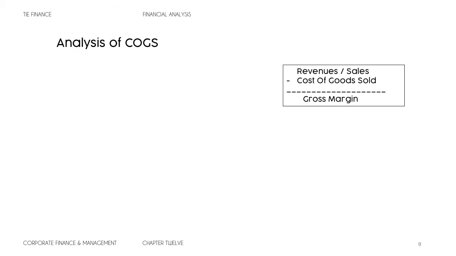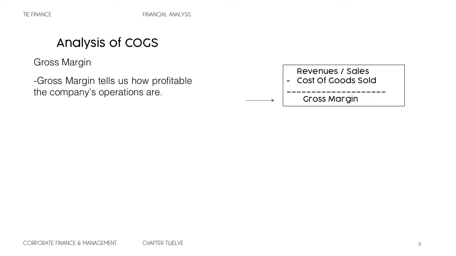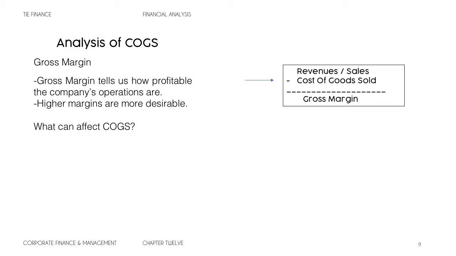Let's analyze a little bit the COGS. What can we get from this number? If you see an income statement, of course you can look at the gross margin. And the gross margin tells us how profitable the company's operations are. This means how did the cost of goods sold perform. And of course, higher margins are more desirable. And then we have the COGS. What can affect this number? First, the suppliers. If you are always buying at an expensive price from your suppliers and you are having high cost of labor, you'll get less margin, of course.